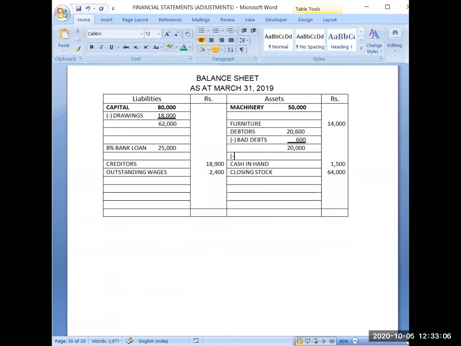minus provision, because here always space will be a little bit less. So you can write simply provision. So now I will calculate the amount of provision. First, I have shown you how to make this adjustment.